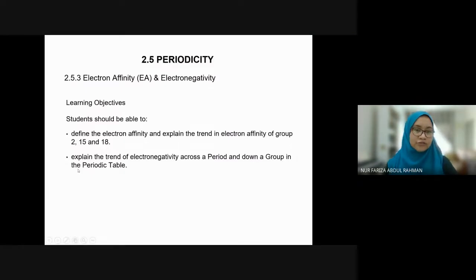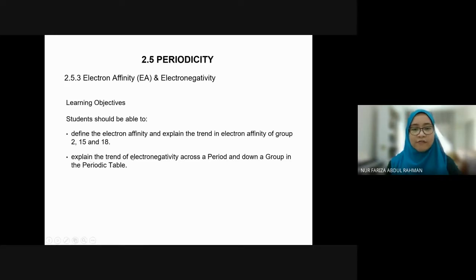EA, and the electronegativity. Just to remind you, make sure that you complete all the checkpoints, because we have already covered the ionization energy. There are two learning objectives for EA, so this is not as many as what we have for ionization energy previously. Make sure that you are able to define electron affinity and then explain the trend in electron affinity of group 2, 15, and 18. So these are also anomalies: 2, 15, and 18.